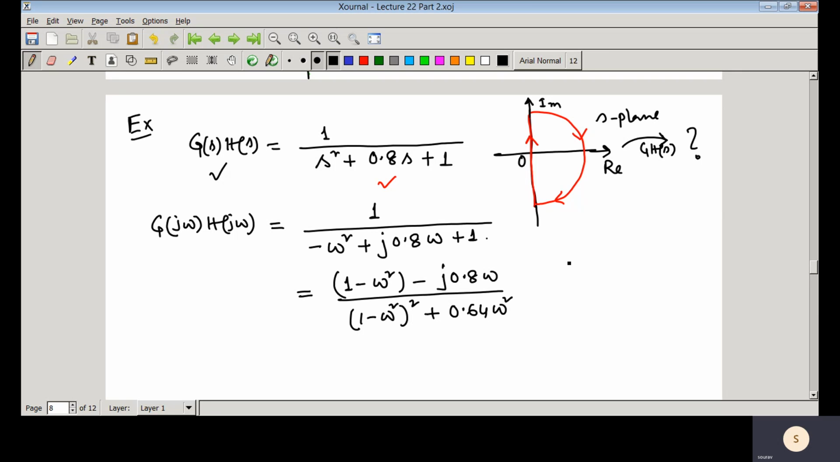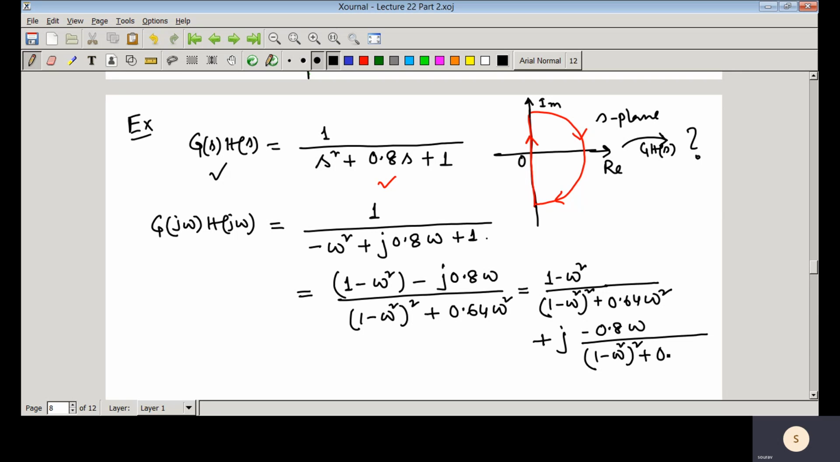So now we need to write it in real part and imaginary part. If we write it in real part and imaginary part, we can see that this is the real part plus j of minus 0.8 omega over 1 minus omega square plus 0.64 omega square. So this is the real part and imaginary part.